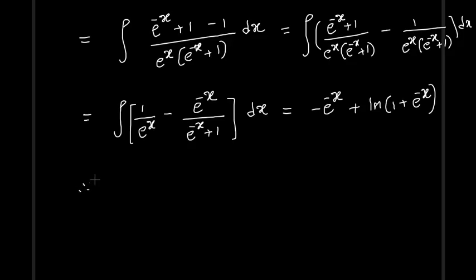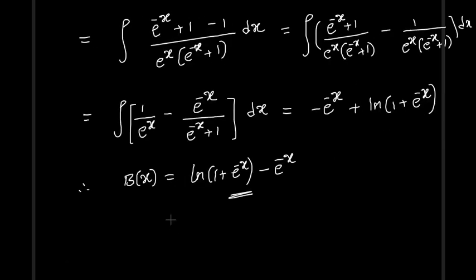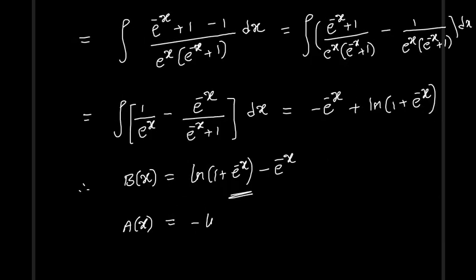Okay, so therefore b of x is going to be ln of 1 plus e power minus x minus e power minus x, that's it. And what is a of x we got? a of x is actually minus ln of 1 plus e power x.